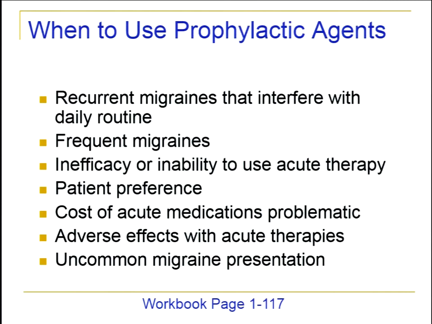The cost of the acute medicines is problematic for a patient, or they have an uncommon migraine presentation. So somebody who has one-sided paralysis, for instance, with their migraine presentation, that's going to be somebody who's going to get treatment for stroke a lot of times, right? So we want to make sure that we're not doing that. So that's a good person to prophylax.